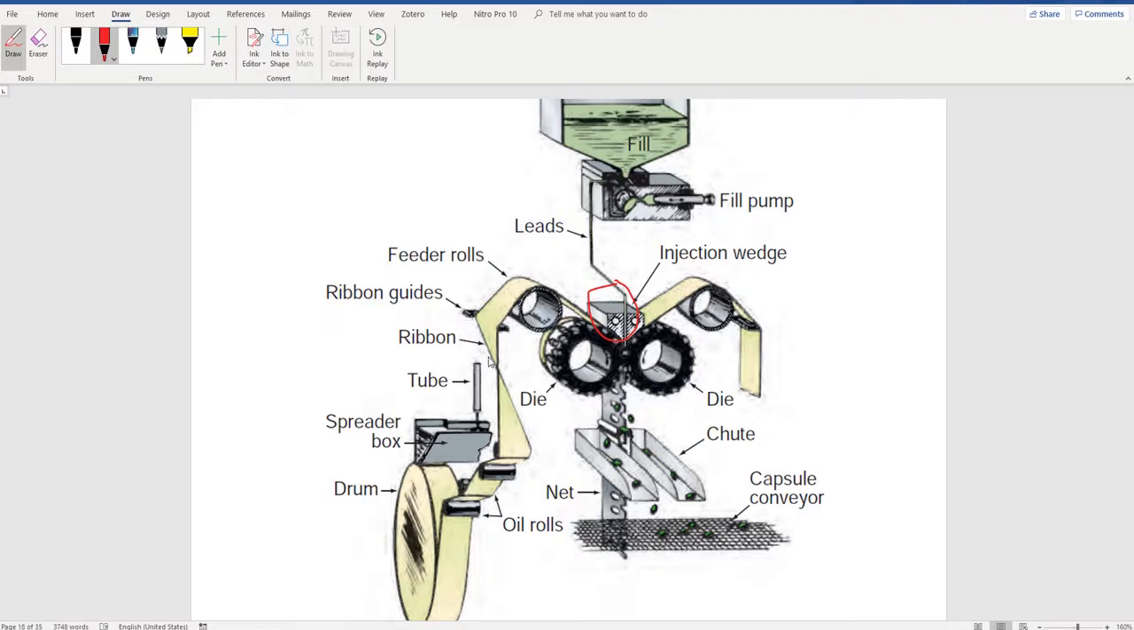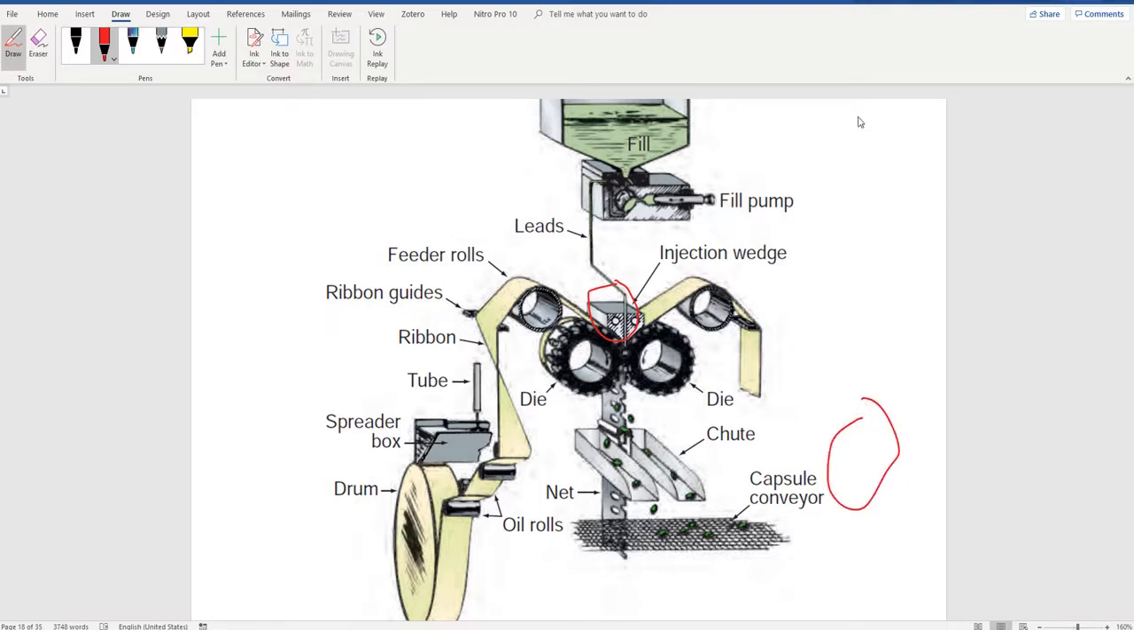What gives flexibility to this ribbon? ribbon الشريط اللي هو what gives it flexibility اللي هو the presence of plasticizer. Okay, it gives flexibility to the ribbon. طيب, how many ribbons I have? This is one ribbon. Now there will be another ribbon coming from another drum. إذن هنا في drum آخر.